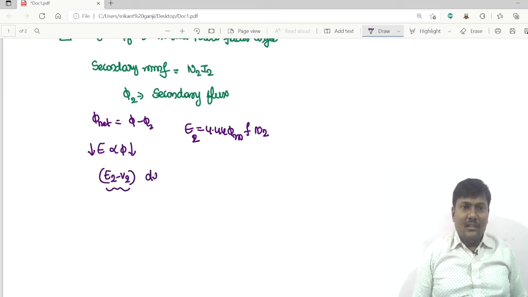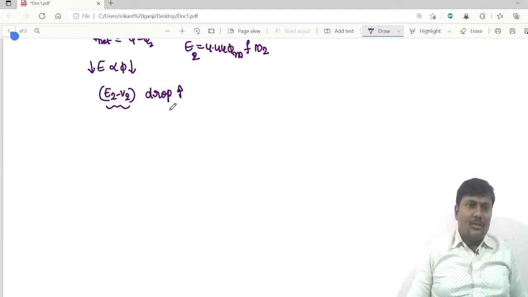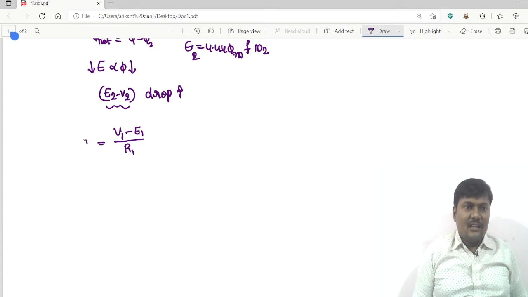This drop increases. E2 minus V2 is called the drop, and the primary voltage is V1 and the induced EMF is E1. If the winding has a resistance, then this current is called the primary current. If E1 decreases, E1 value will decrease, then V1 minus E1 will increase.